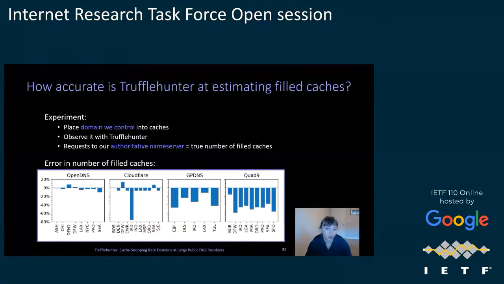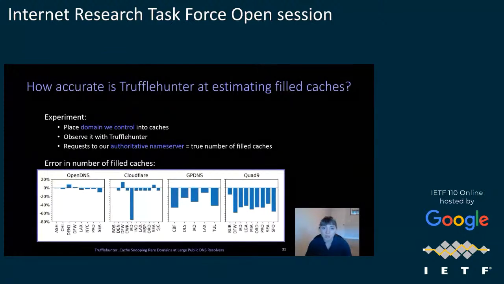Because it's a domain we control, we could conclude that the number of requests that came into our authoritative name server should be the true number of filled caches, except in the case of Google, which of course does its own thing. We found that we performed best on OpenDNS and Cloudflare, except in the case of one particular Cloudflare POP where we think there was some routing going on that we didn't account for during our experiment.